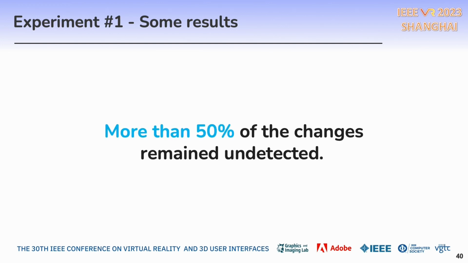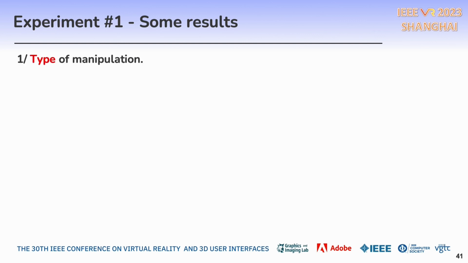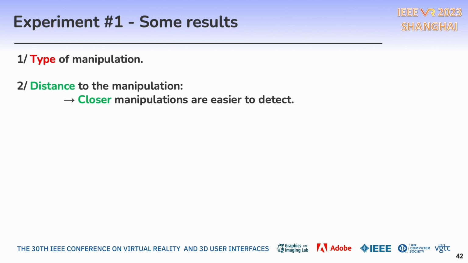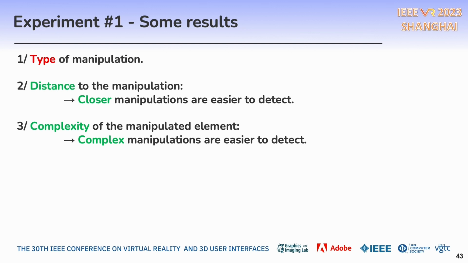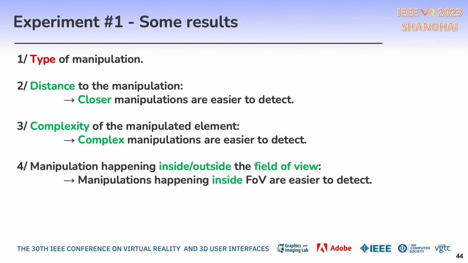More than half of the changes remained undetected despite explicitly asking users to look for changes and giving them 45 seconds to explore the scene. We also found that the type of manipulation was not significant, but closer changes, and changes in more complex elements were easier to detect. Intuitively, we also found that people are better at detecting changes that happen in their field of view than those that happen outside, probably because it requires less information to be memorized. Please refer to the main document for more details.